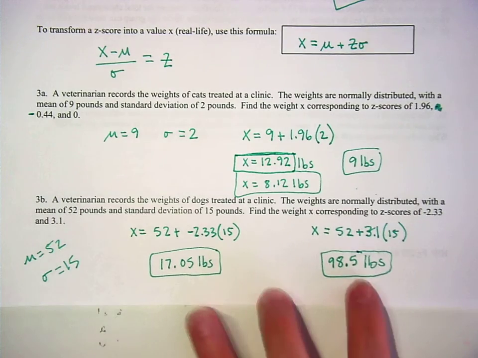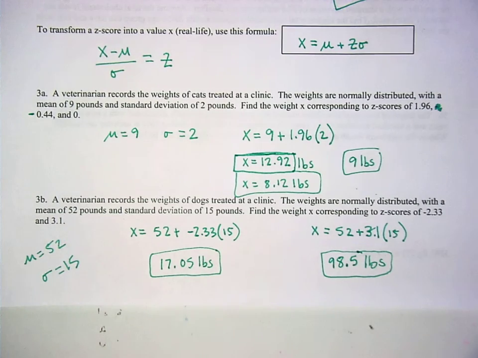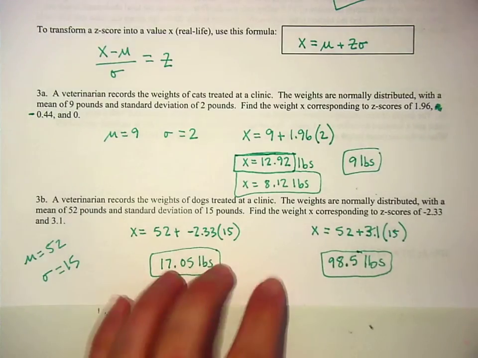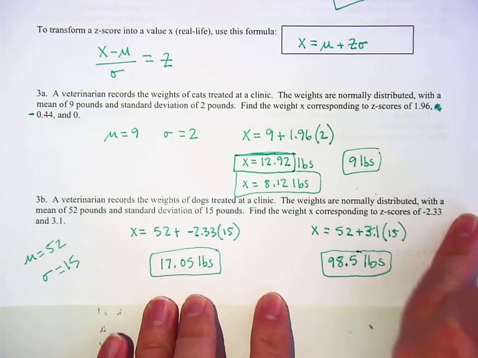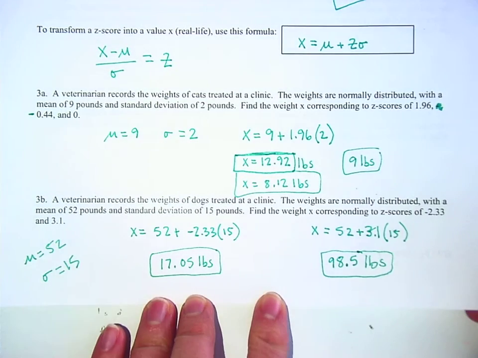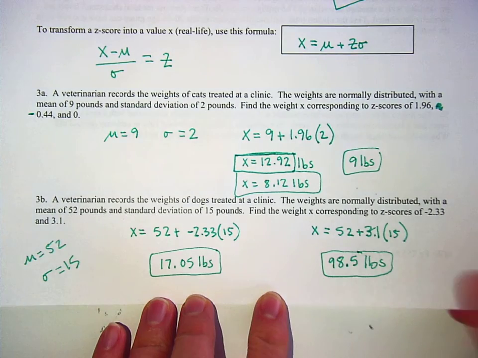Is this that hard? No. The challenging part about this chapter is throwing it all together at once. Right now they've given me a percentile, so I need to find a z-score and work backwards. Or right now I have this stuff, so I need to use the chart this way. The hard part is when it's all together and they are not doing all of the same problem over and over again. Are we all okay on this one? 17.05 and 98.5 pounds? Beautiful.